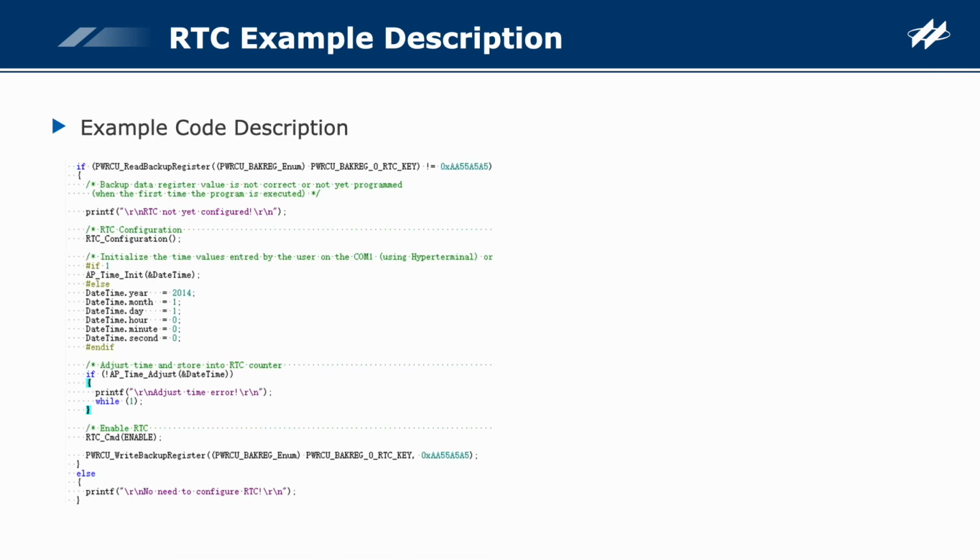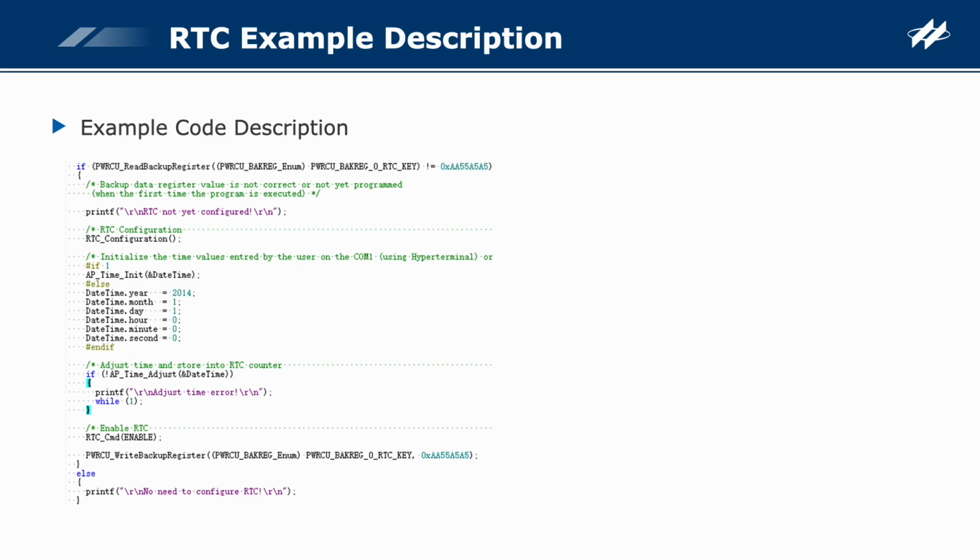Here are critical codes of this example. Since the RTC can only be reset by a backup domain power on reset, it is not necessary to configure the RTC every time the system is reset. In this example, a flag bit is written to a specific register in the backup domain to indicate whether the RTC needs to be configured.